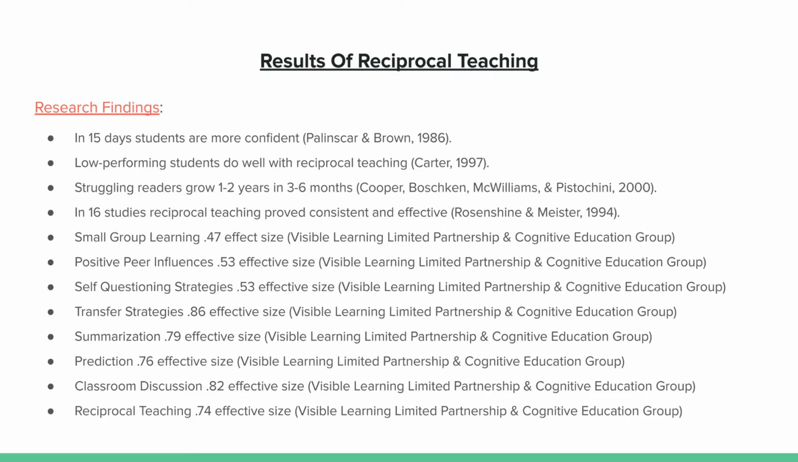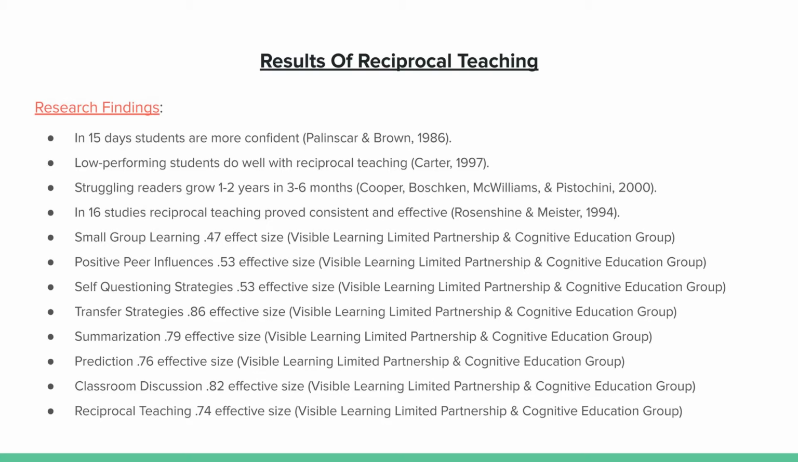Transfer, taking the knowledge they learned from the reciprocal teaching and then being able to apply that knowledge maybe for a different social studies project or science project down the road. We're looking at 0.86. Summarizing, we know, has an effect size of 0.79, which is the summarizer's role. Prediction has an effect size of 0.76.